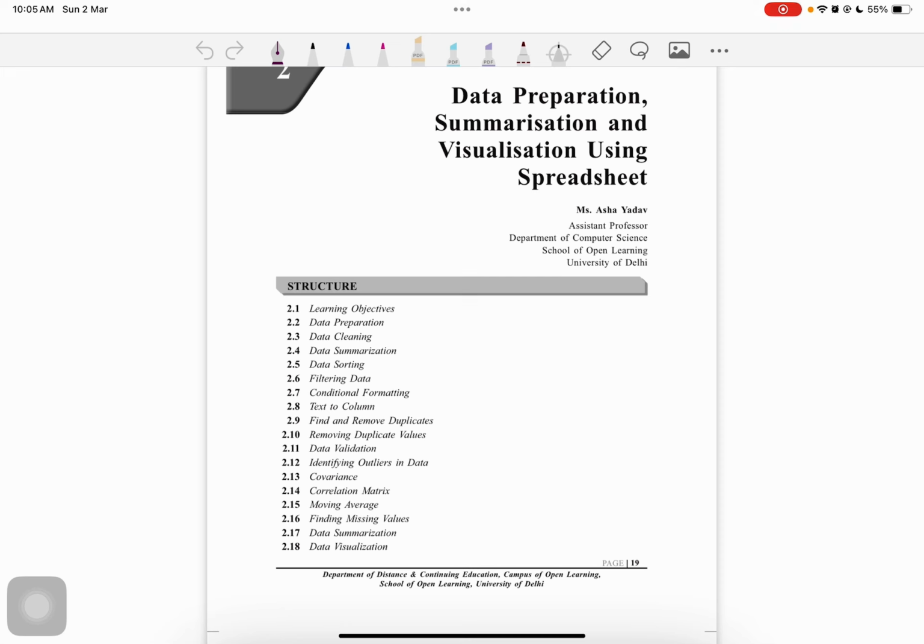Today we will study the second unit of business analytics, which is data preparation, summarization and visualization using the spreadsheet. Spreadsheet means MS Excel. Here we have various topics like data preparation, cleaning, summarization, sorting, filtering the data, conditional formatting and more.